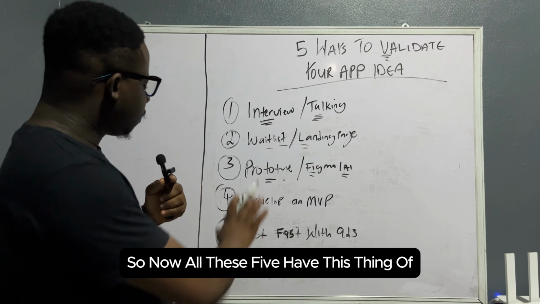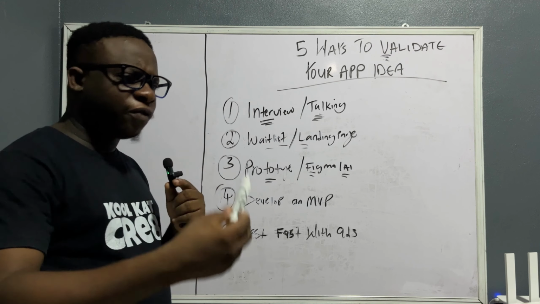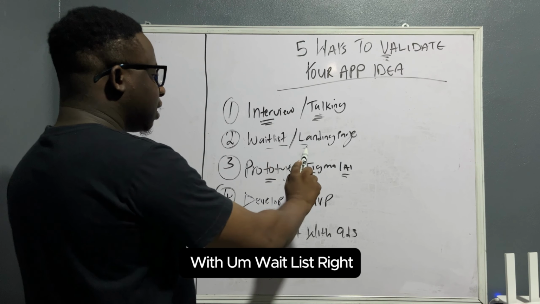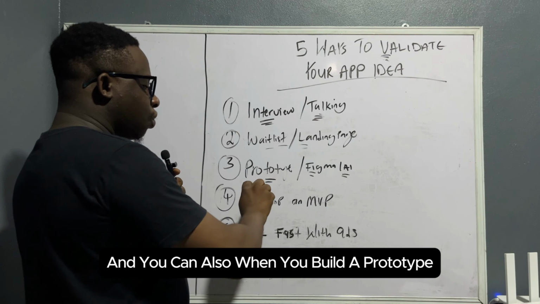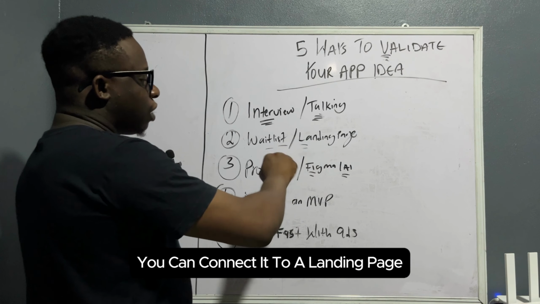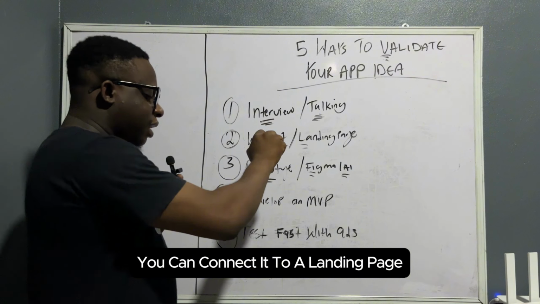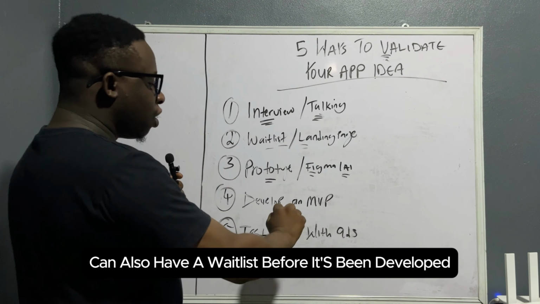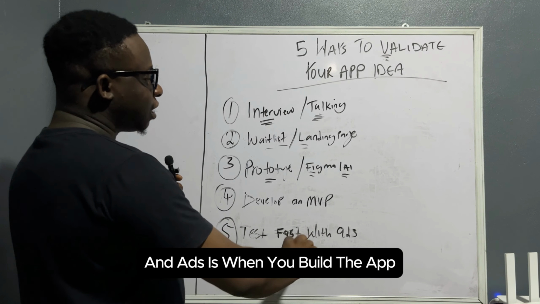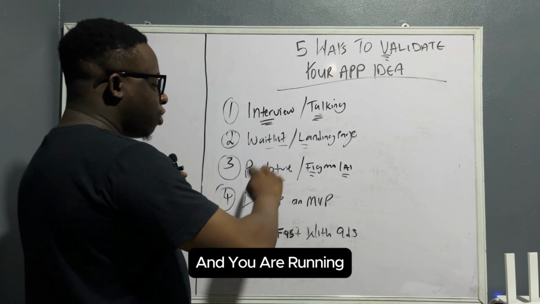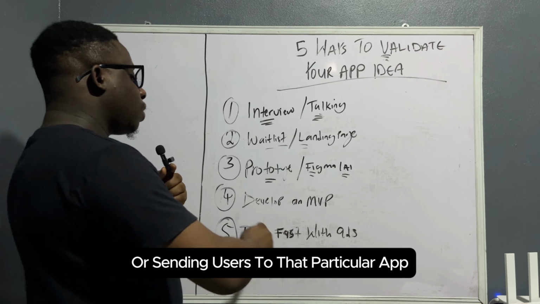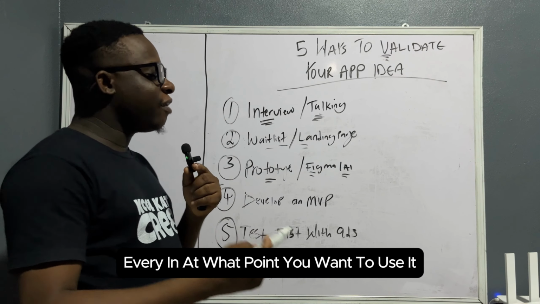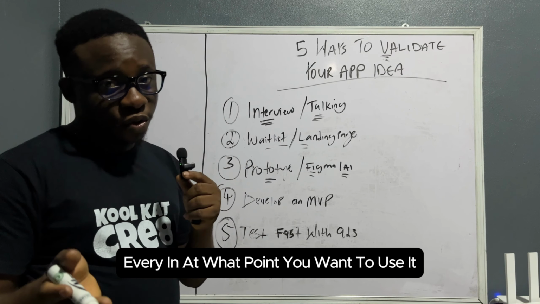Now all these five can be combined. You can combine interviews with a waitlist, and when you build a prototype, you can connect it to a landing page. Same thing here: these developments can also have a waitlist before being developed, and ads is when you build the app and you are sending users to that particular app. So it's all intertwined. You can use this process at whatever point you want to use it.